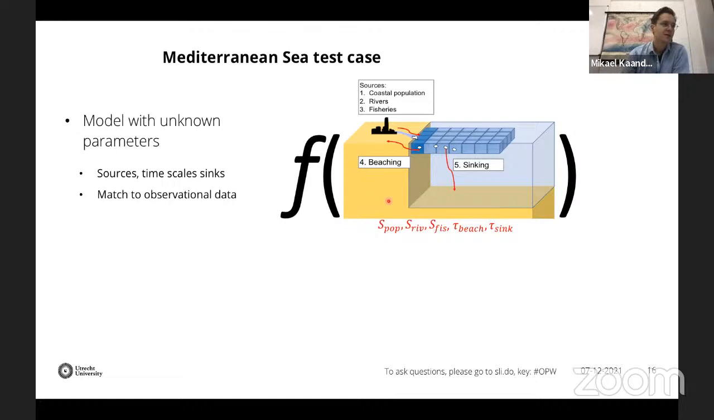Then also we assume that these particles are removed from the environment over time. So we introduce 2 time scales. We introduce a time scale for the beaching of plastics and a time scale for the sinking of plastics. And also here we have a rough idea of the time scales from laboratory studies, but we don't really know what the realistic values would be.